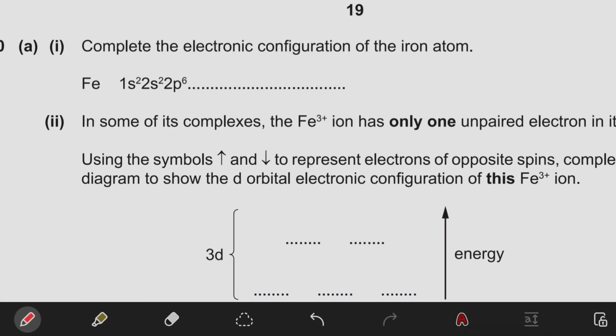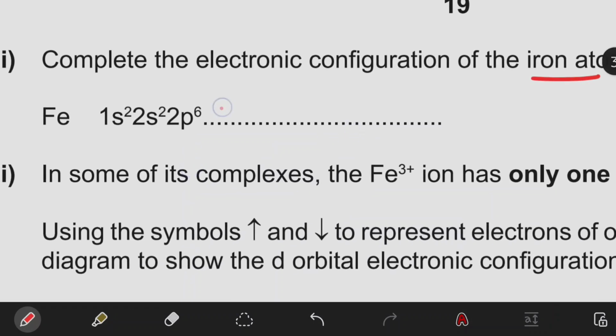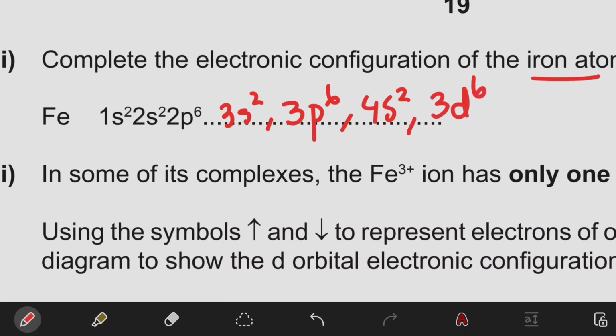Question 10. Complete the electronic configuration of the iron atom. Okay, so iron's atomic number is 26, so 3s2, 3p6, 4s2, 3d6.